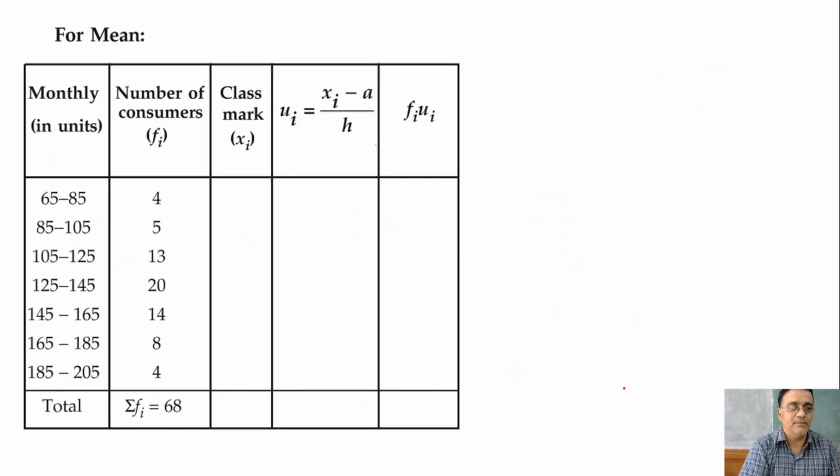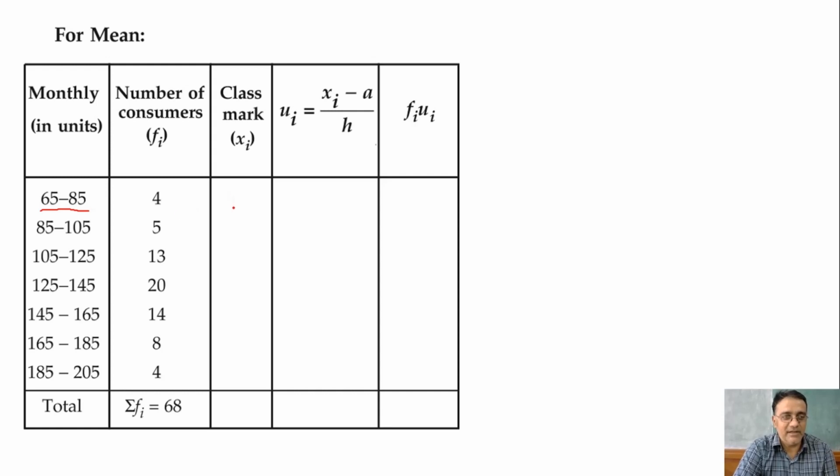Next we need to find the mean. For the mean, again the class size of all the class intervals is the same, so we are using the step deviation method. Now, what is the class mark of the first class interval? 65 to 85. Add both and divide by 2. 75. How much is coming? 65 plus 85 divided by 2 is 75. Yes, sir. Okay, fine.